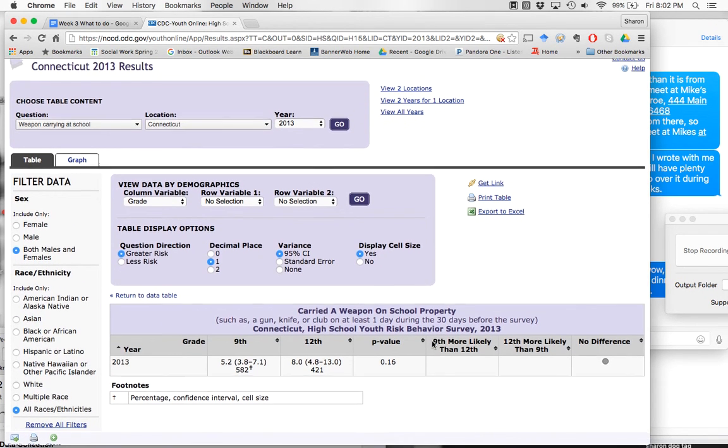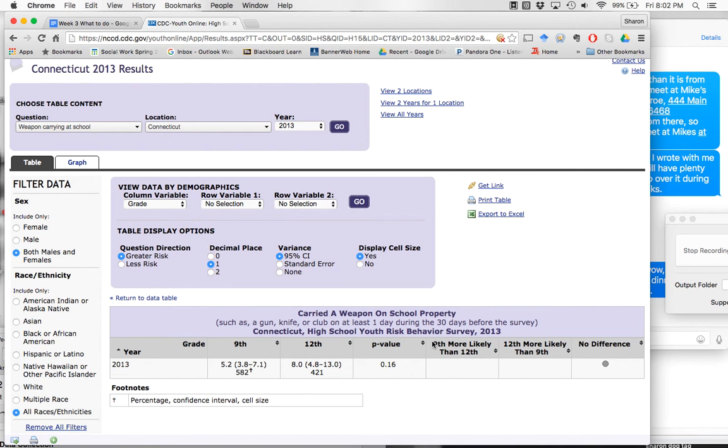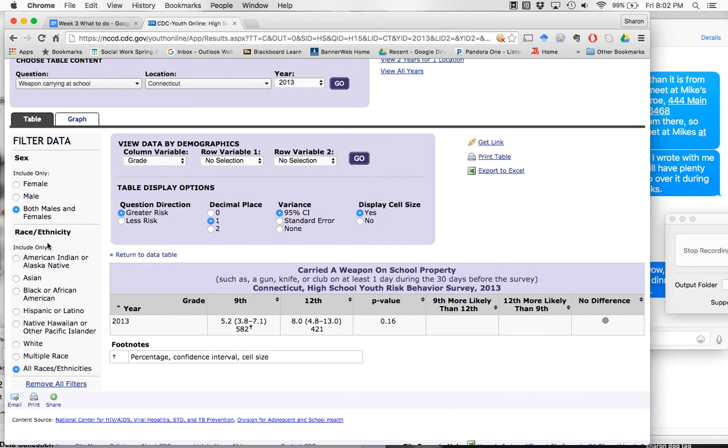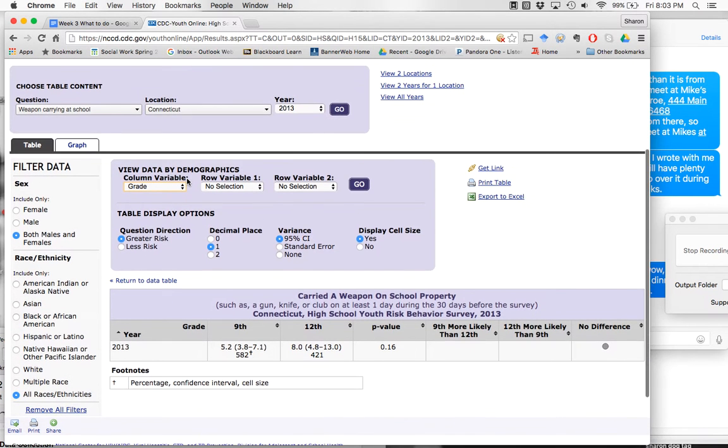And so when you're developing your hypothesis and your IVs and your DVs, your IVs can either be representing a change in time, or it can represent a demographic variable like grade, race, or sex. So I encourage you to spend some time running some different analysis and getting a feel for it.